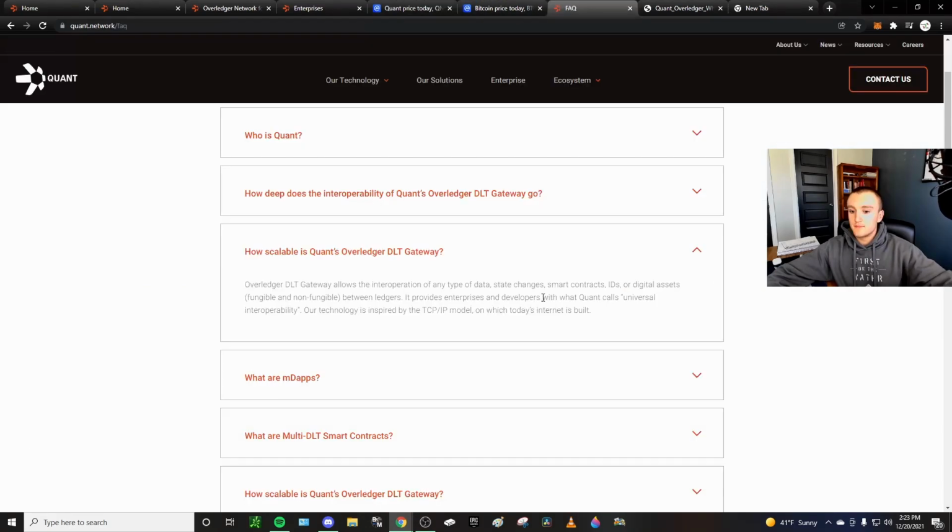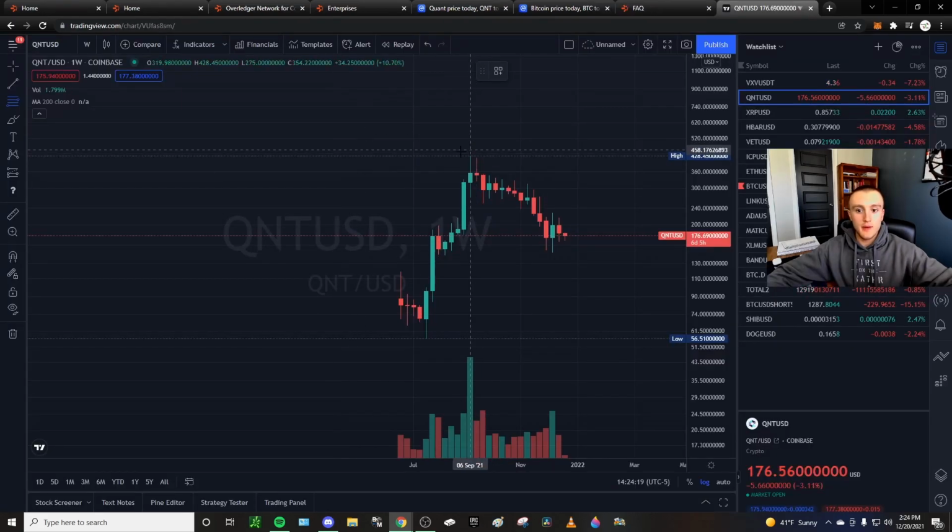The scalability of the overledger technology and just Quant in general is mind-boggling, considering that the scalability of blockchain when smart contracts came out absolutely exploded. This is now allowing blockchains to connect to each other, allowing it to be like an iOS system, Windows system, or even Google. Now that we've covered the fundamentals of Quant, let's go and look at the price action.